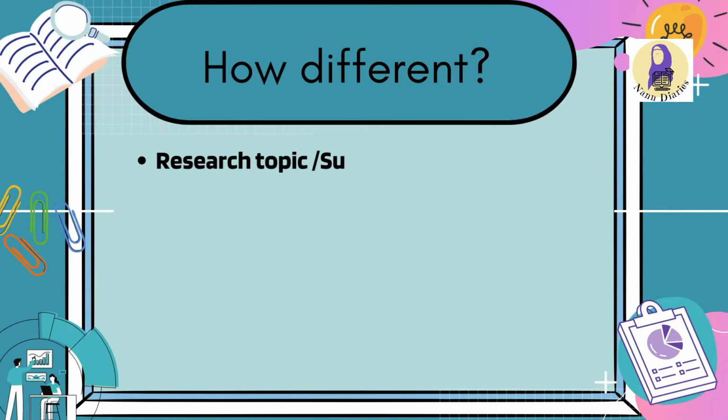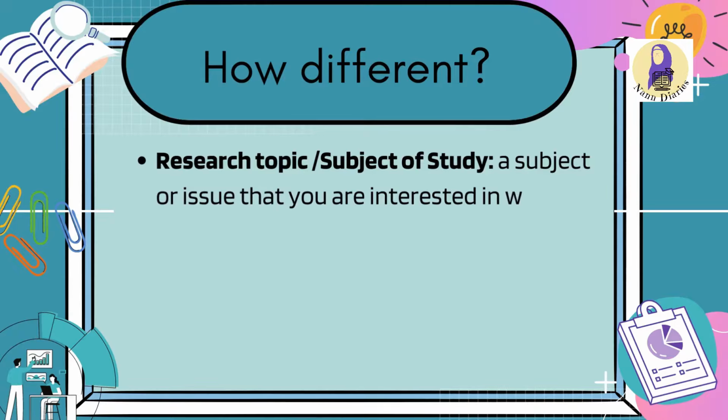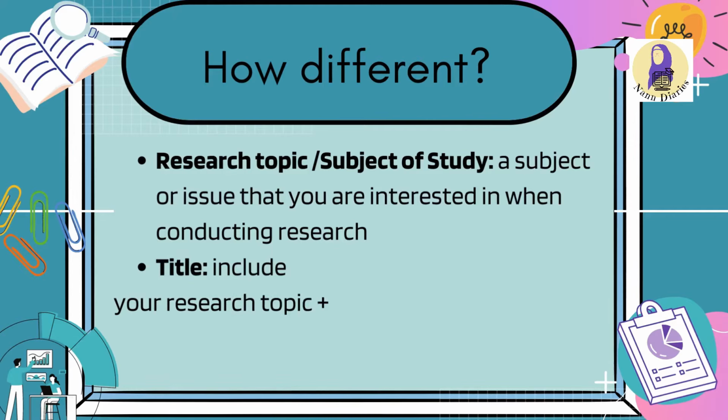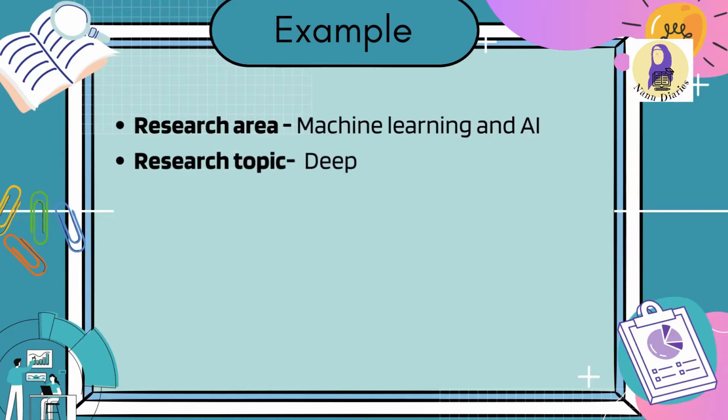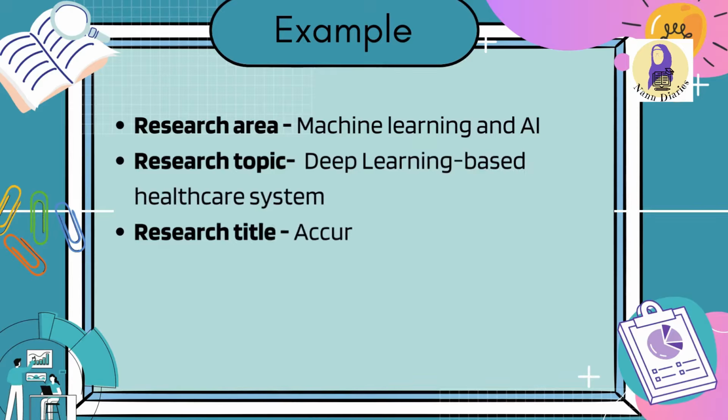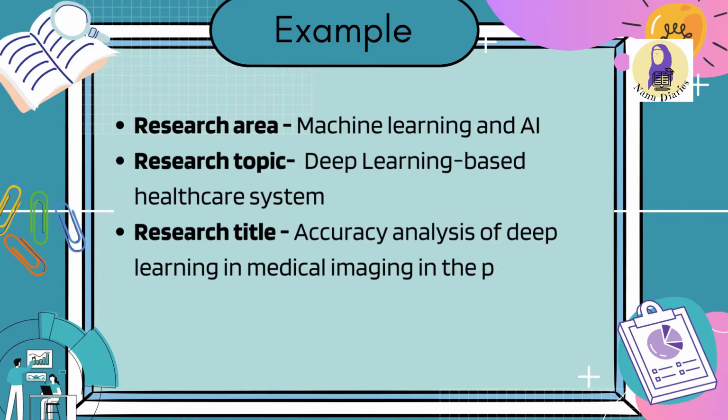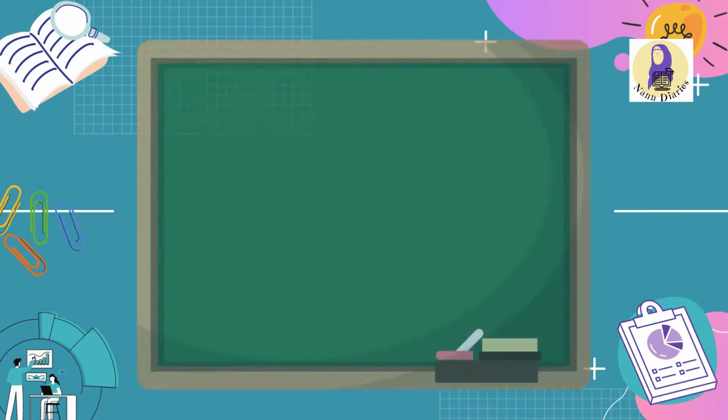Research topic or subject of study means an issue that you are interested in, so this is a general issue. Title includes your research topic and also the problem of your research. For example, here the research area is machine learning and AI, which is very general, and the topic means a specific topic inside machine learning, so deep learning, healthcare system. And the research title is the problem which you want to focus on, and it is longer.